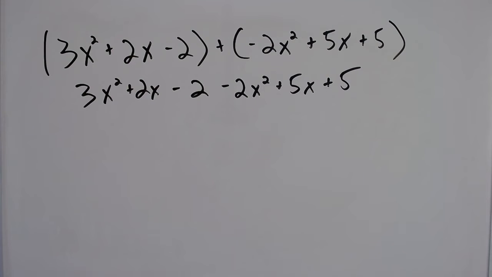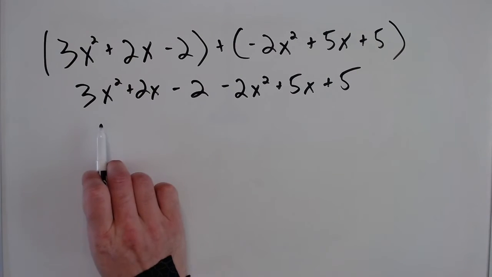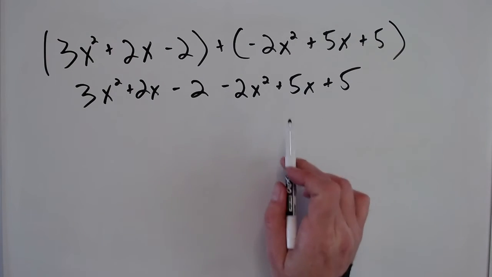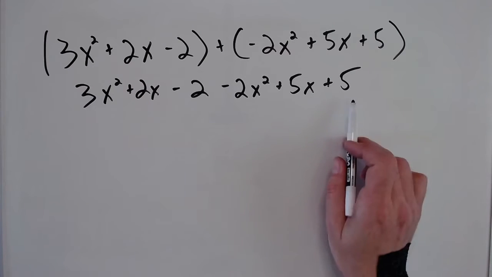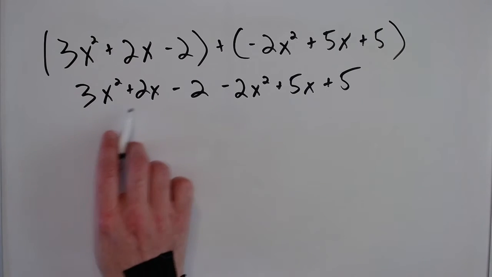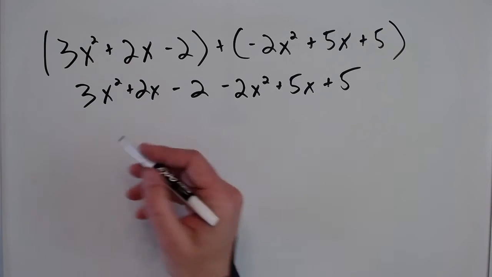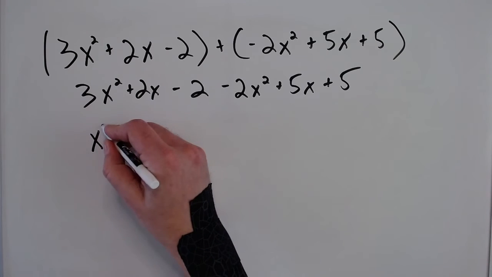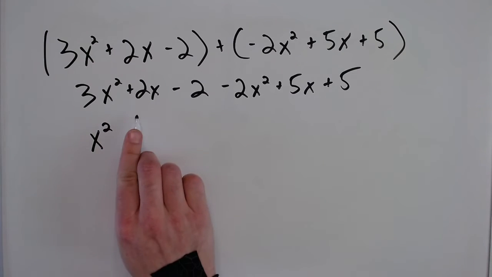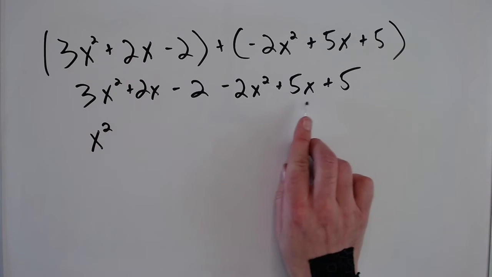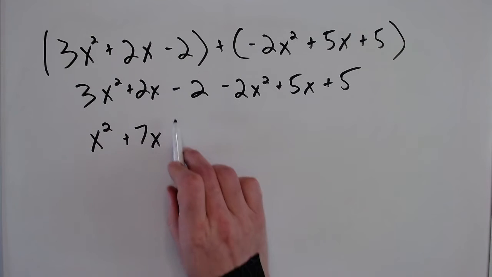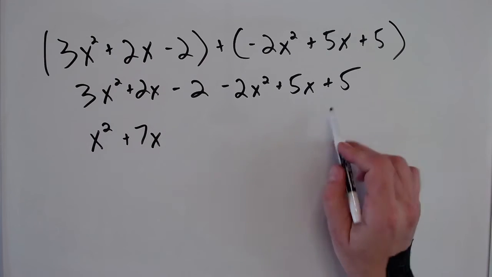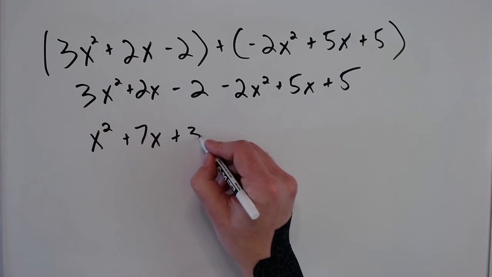Okay, let's look for some like terms. We've got x squared. Okay, so those can be combined. We've got x, and then numbers. So we have to do this 3 times. Let's start with x squared. 3x squared minus 2x squared. That leaves us with just 1x squared. 2x and 5x is 7x. Minus 2 plus 5 is plus 3.